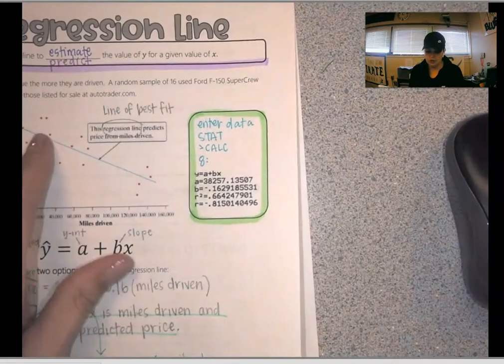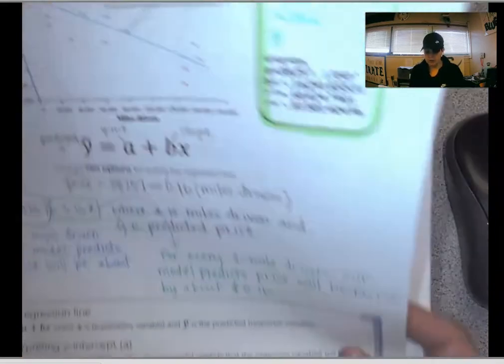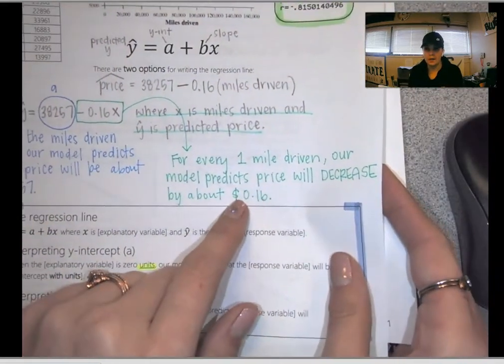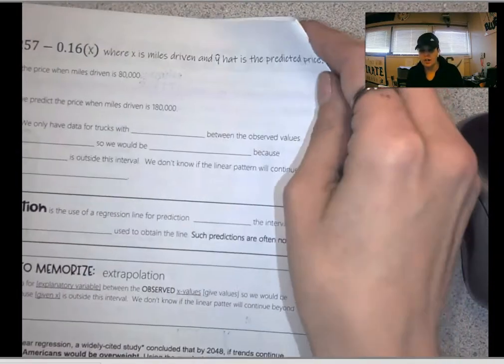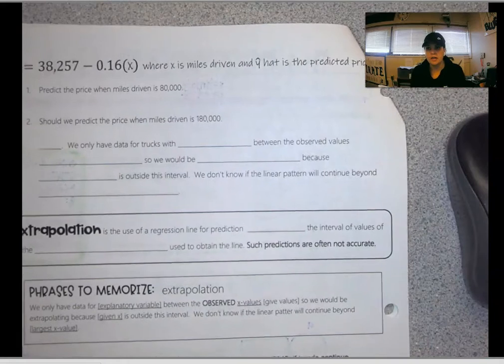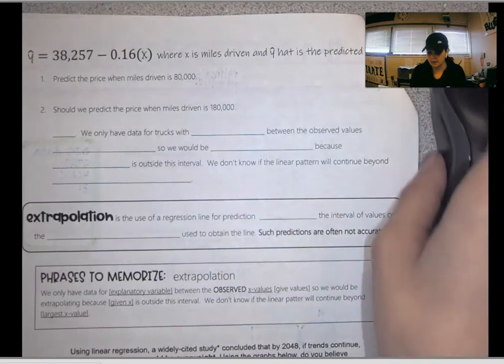So what we have learned so far is how to find the regression line using our calculator, how to interpret slope and y-intercept in our regression line. And now this last part is using our regression line to predict values and whether or not those predictions are appropriate.